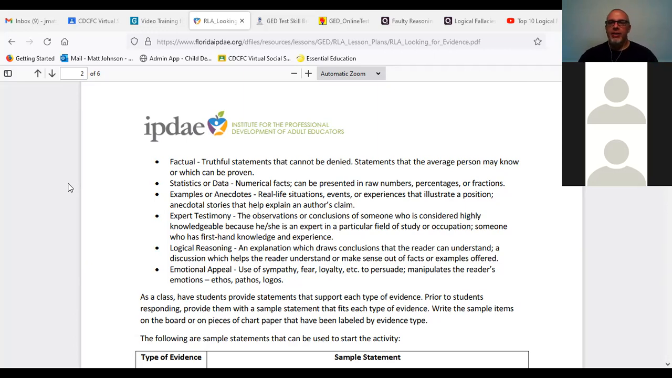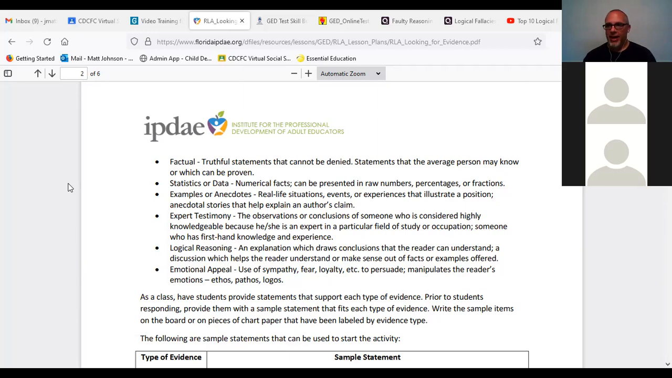Logical reasoning. So here's what we're going to deal with a lot today: those faults in reasoning and different types of these logical fallacies and faulty reasoning. So an explanation which draws conclusions that the reader can understand, a discussion which helps the reader understand or make sense out of facts or examples offered, right? So it's reasoning through something similar to an anecdote where you're telling a story, but here it's more maybe of an analogy.